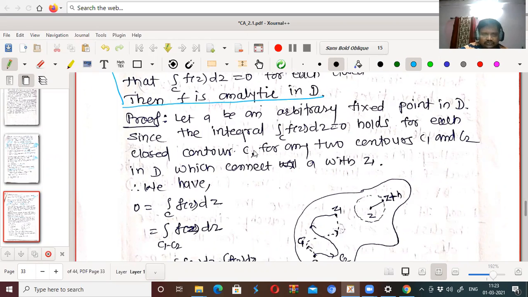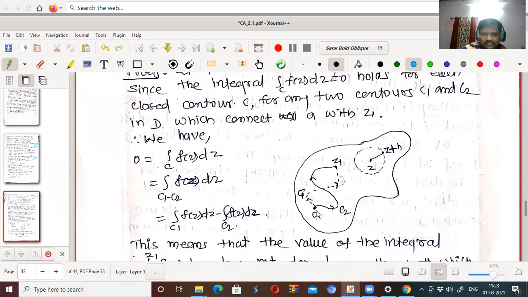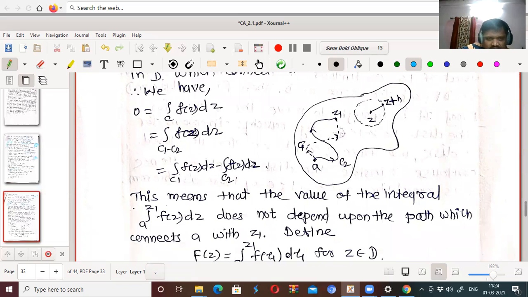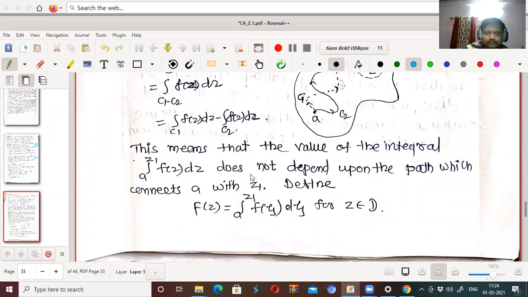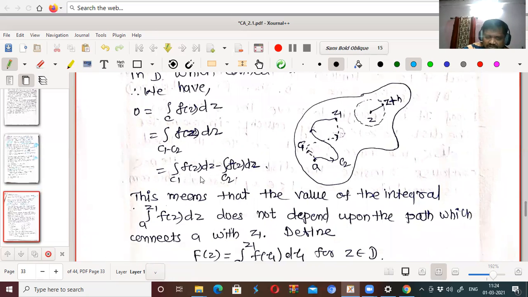for any two contours c1 and c2 in D which connect a with z1, we have 0 equal to the integral over C of f of z dz. But this whole C is nothing but c1 minus c2: c1 in this direction and c2 in the opposite direction. So the integral over c1 minus c2 of f of z dz is equal to the integral over c1 of f of z dz minus the integral over c2 of f of z dz. It is equal to 0, which means the integral over c1 of f of z dz is the same as the integral over c2 of f of z dz.